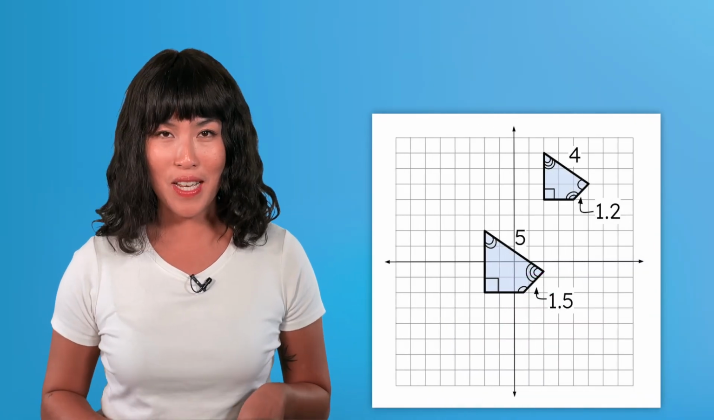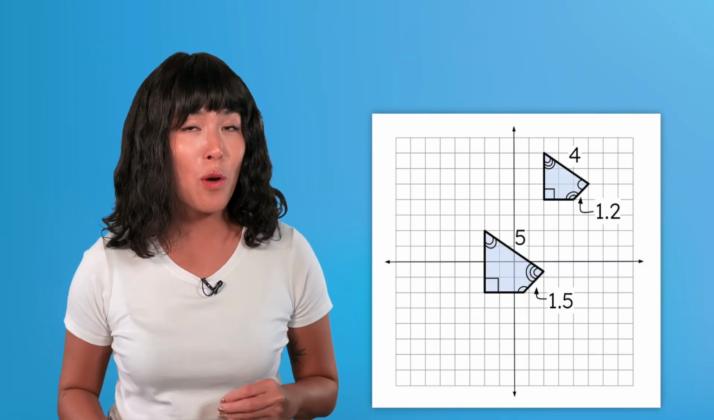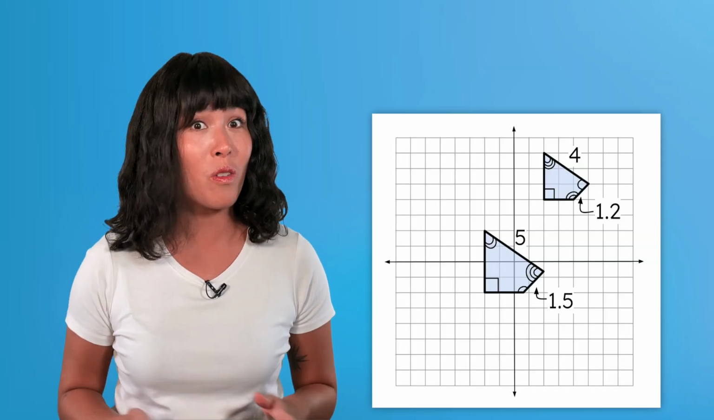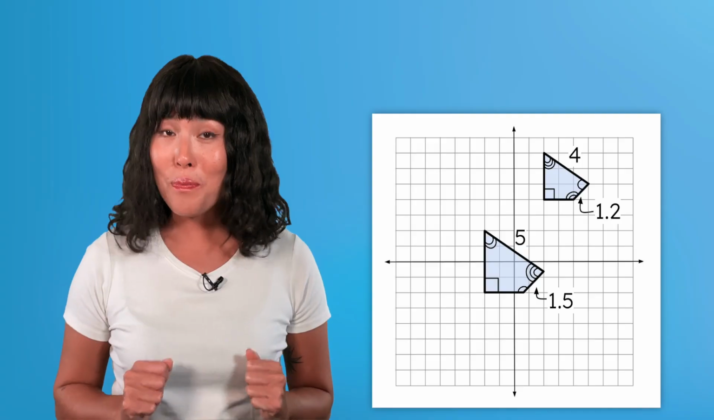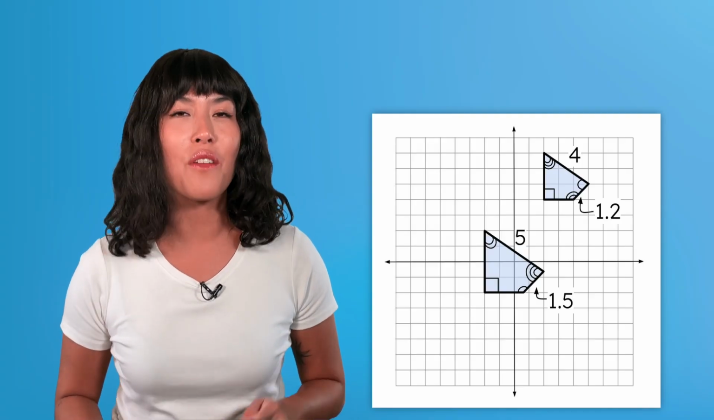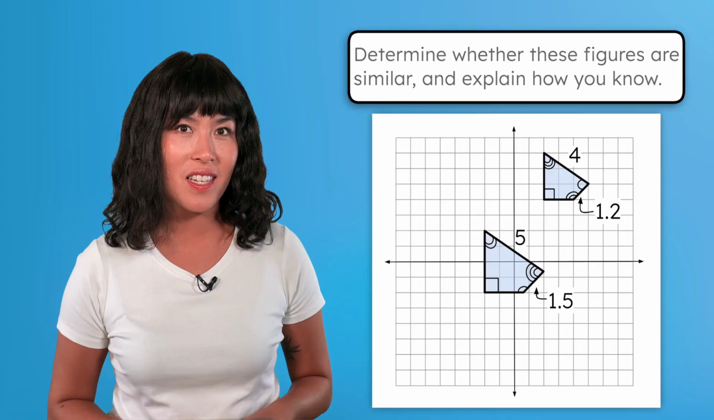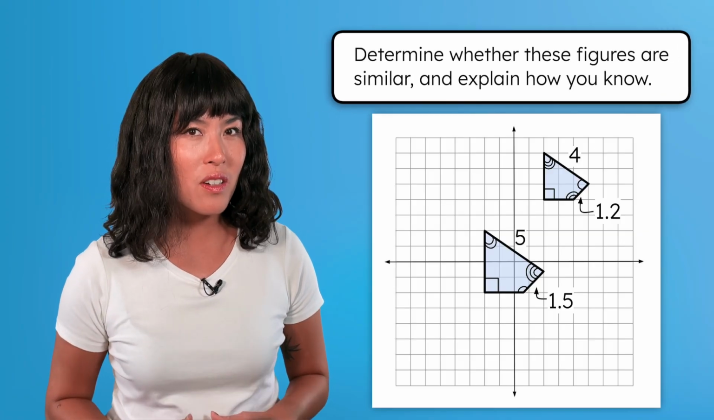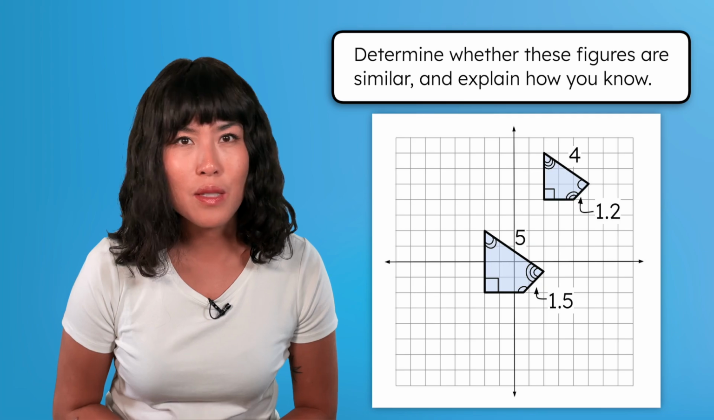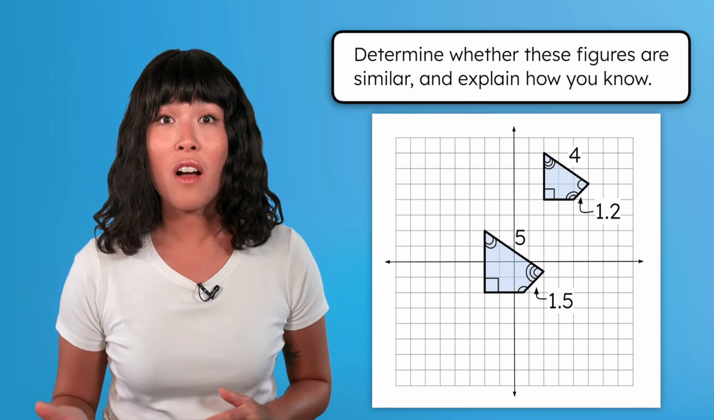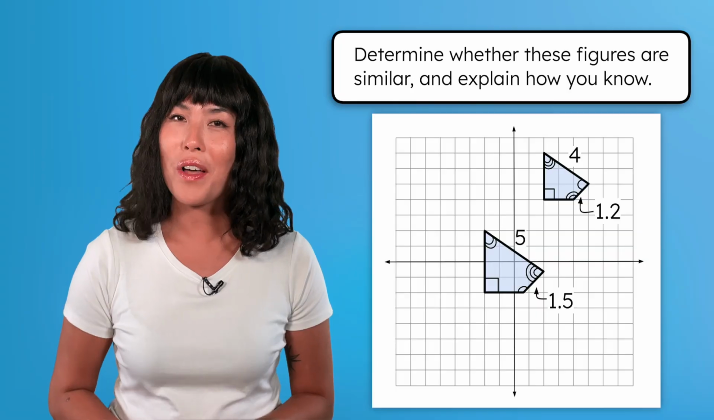Here's one more example. Do you think having the figures on the coordinate plane changes how we determine whether they are similar or not? Nope. It's just a different way of representing the size and location of the two figures. Determine whether they're similar and explain how you know. Feel free to explain in writing, using drawings, or in any other way that works for you. Pause while you work.